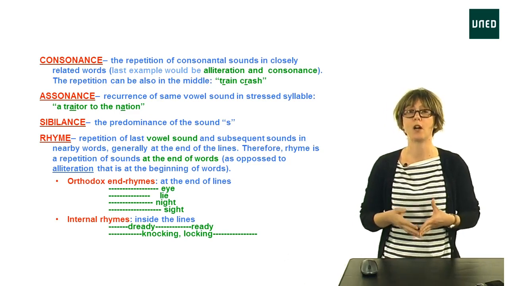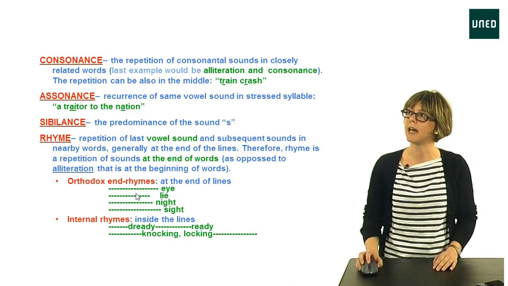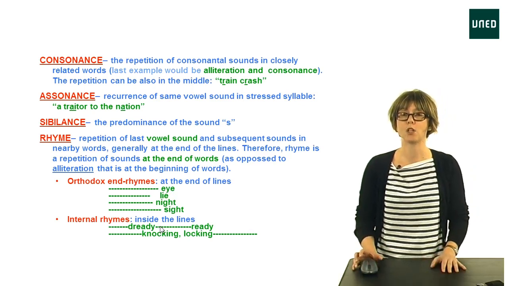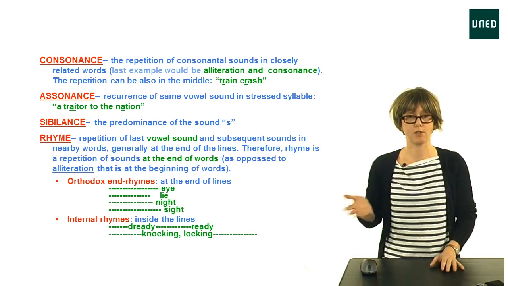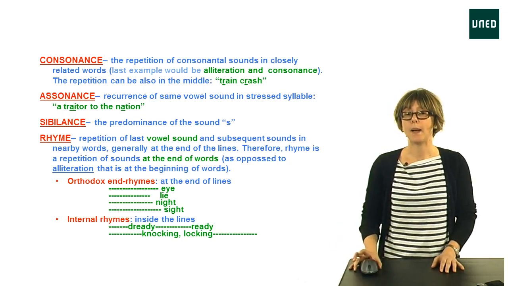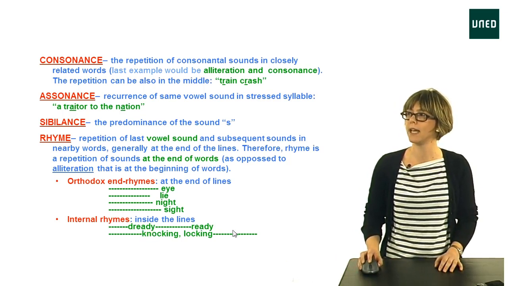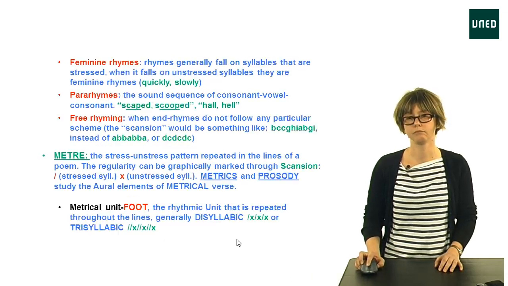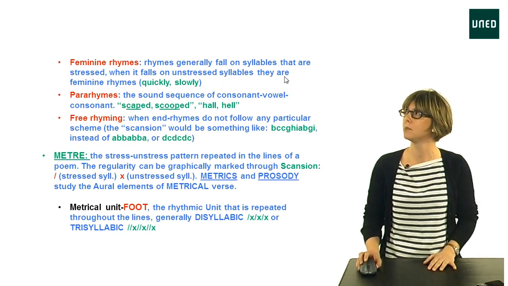Orthodox end rhymes are those rhymes that we find at the end of lines, as in these schematic lines I put here: I, lie, night, sight. Internal rhymes are the repetition of final vowel sound and subsequent sounds in the middle of lines, as in the examples ready, ready, or knocking, locking. Feminine rhymes are rhymes that generally fall on syllables that are stressed.